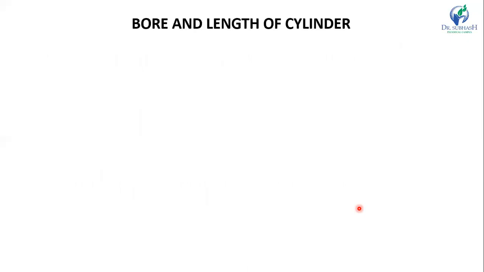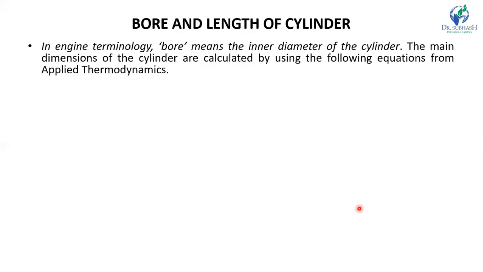Okay, now let us discuss the design of the different parts of the cylinder. So the first one is the bore and length of cylinder. Bore means the diameter of the cylinder, and the length of the cylinder. So in engine terminology, bore means the inner diameter of the cylinder.